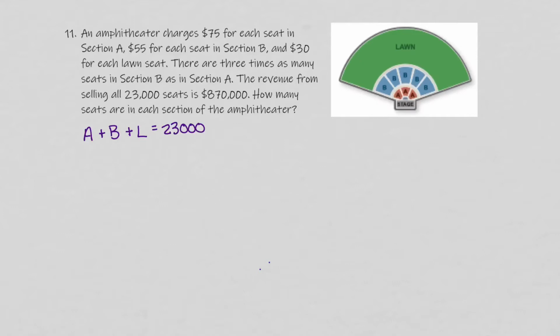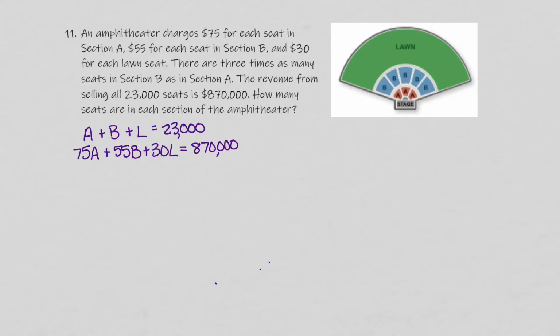Now if we try to figure out the amount, I know Section A costs $75, so if I take 75 times however many seats in that section, that's how much that will make. $55 for Section B, and $30 for a lawn seat. And if they all sell out, it's going to equal $870,000. So if it helps, put the commas in there. But I need a third equation.